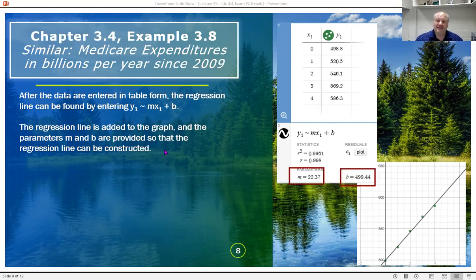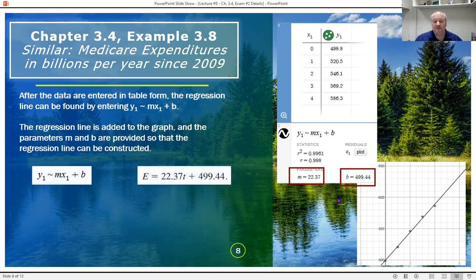That's why when you're done with Desmos, you're in a position to construct the final answer. Notice that the numbers from Desmos are inserted into the positions of M and B. And also, instead of Y1 and X1, this is a story about expenditures and time, so it's capital E and lowercase t. And so that's what we would want for something like that.